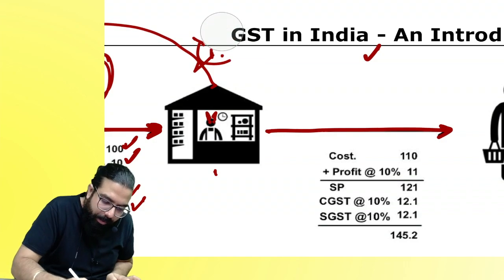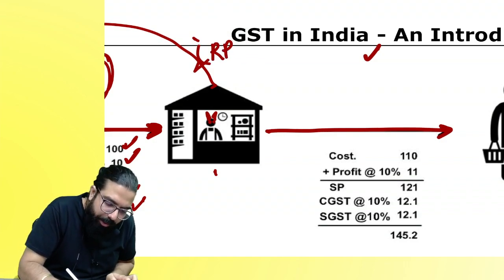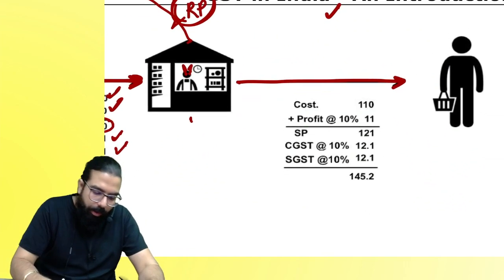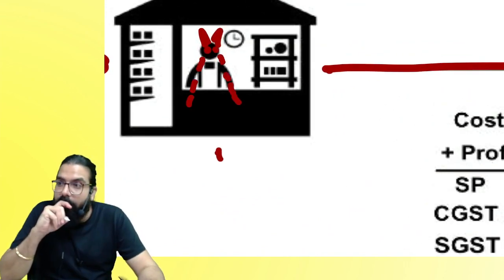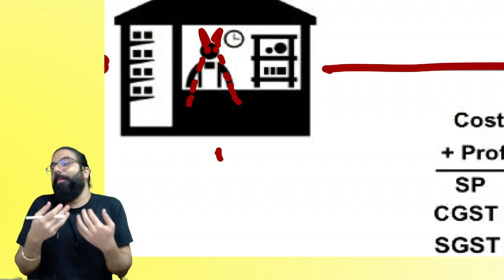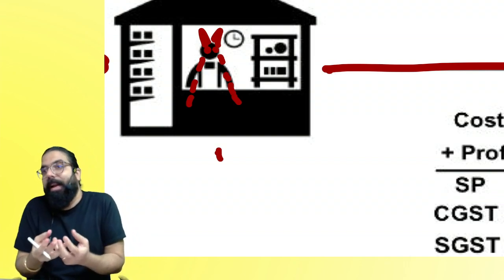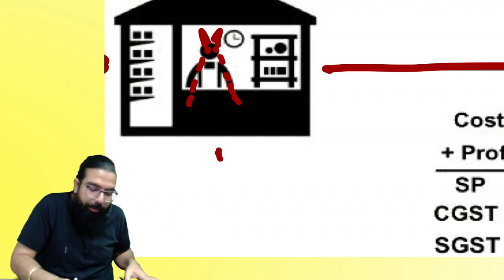For an example, this guy is a registered person and he is going to sell it further. Now what will he do? He'll start crying. Why? Sir, I am a trader. I am a dealer. I will sell further. Yes or no? So the government will tell, very good.